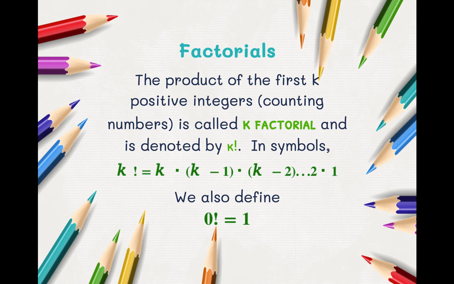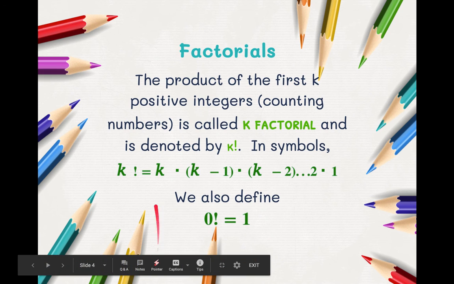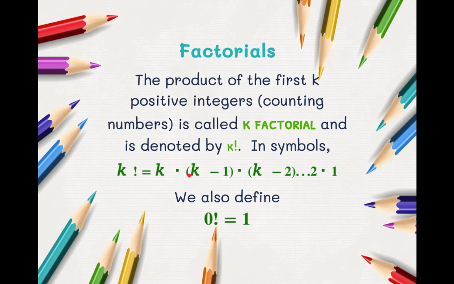So we'll start with factorials. You might have seen these before or not, but factorials we represent with an exclamation mark. And we're just multiplying all of the positive integers up to our number. I know this looks weird. So k factorial is going to be k times k minus 1 times k minus 2, and so on, all the way to times 1.